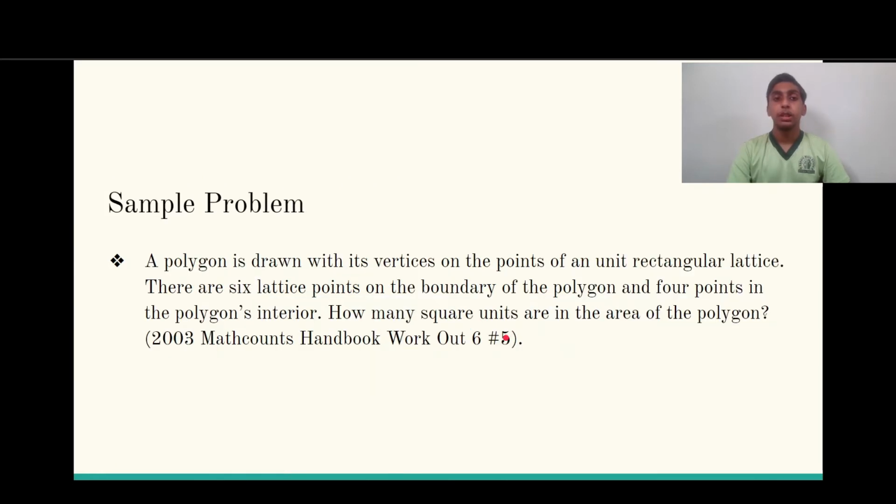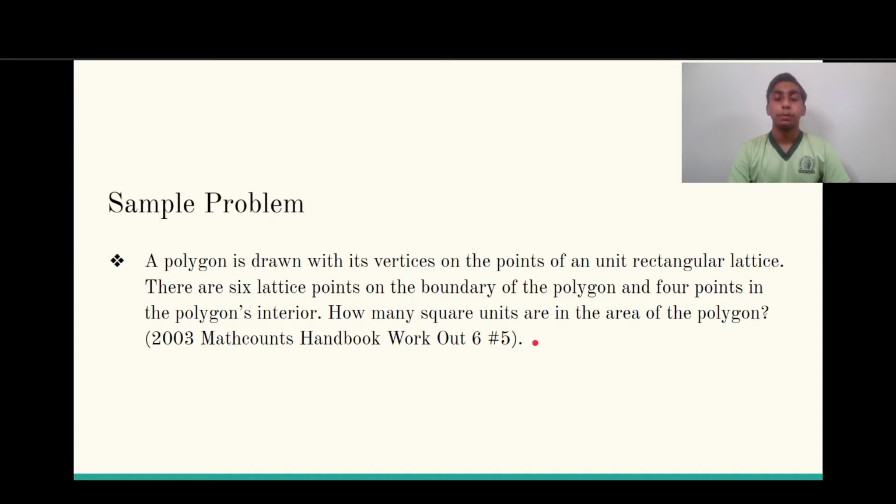Okay, so let's go over a sample problem. A polygon is drawn with its vertices on the points of a unit rectangular lattice. There are 6 lattice points on the boundary of the polygon, and 4 in the polygon's interior. How many square units are in the area of the polygon? So here they haven't actually given you an image. However, they've given you all the relevant information you need, all the variables, so you can just plug into your formula. So go ahead, pause the video, and try to solve this one.